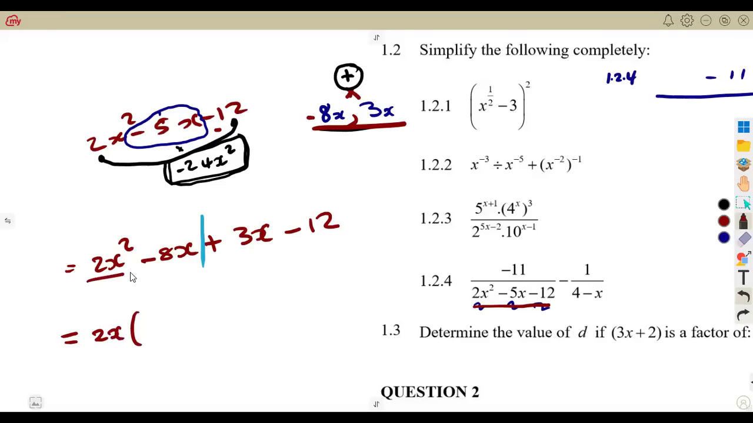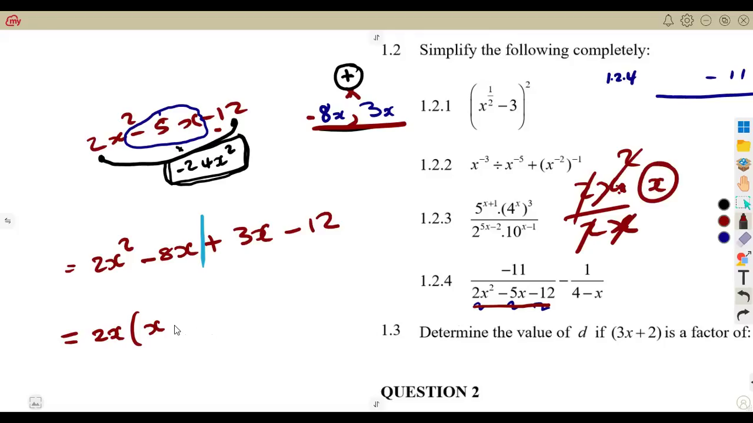So let's divide 2x squared by 2x. What are you going to have? That's x. 2x squared over 2x: the 2 and the 2 cancel, and x squared over x leaves x. Then minus 8x over 2x: x and x cancel, and 2 into 8 is 4, so it is going to be minus 4.